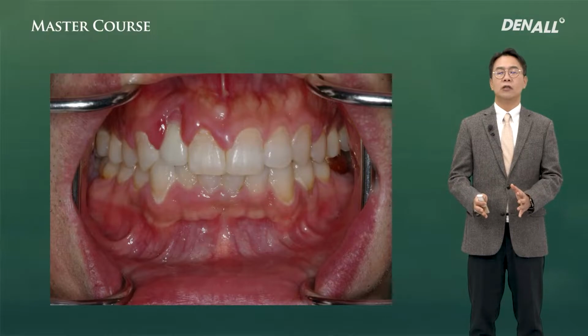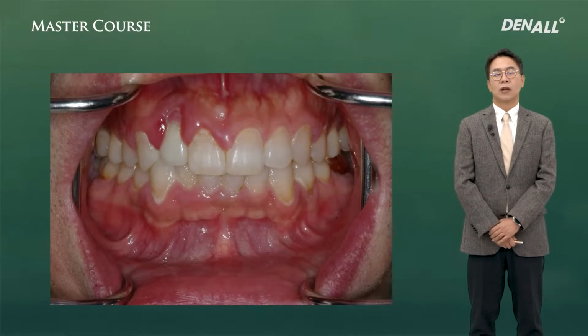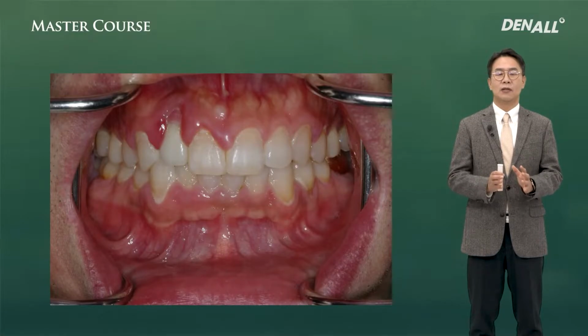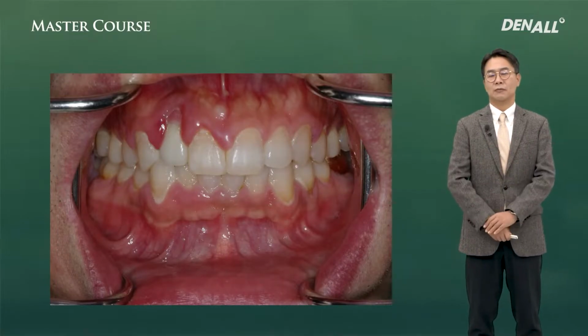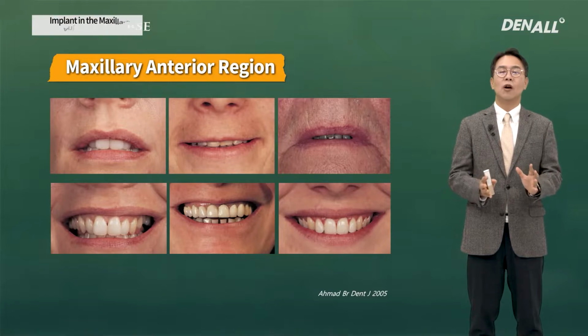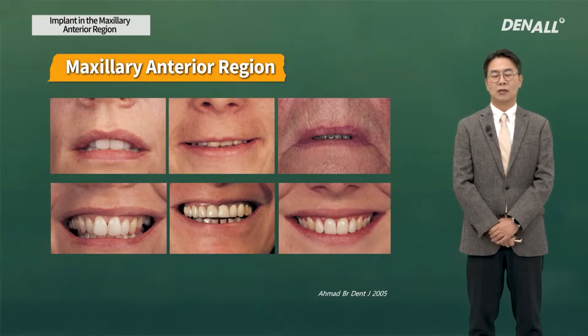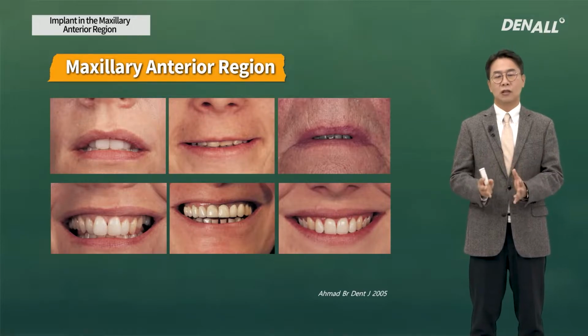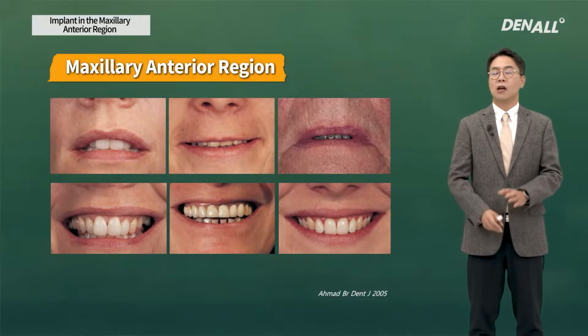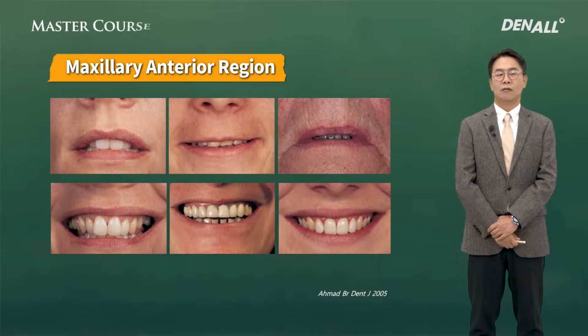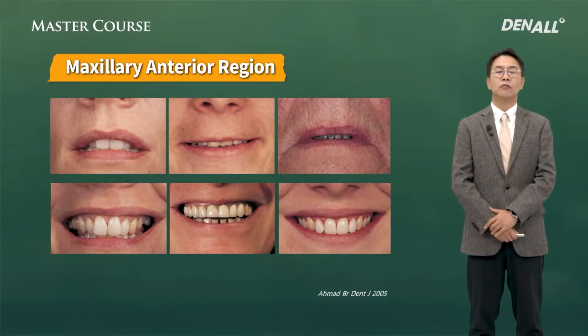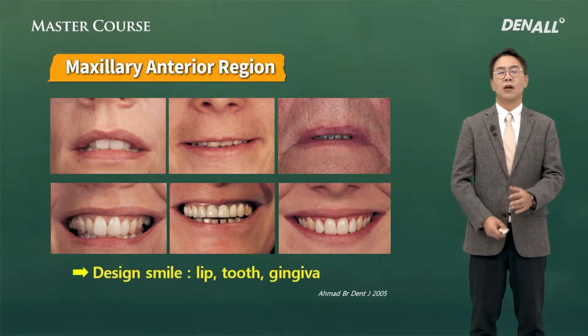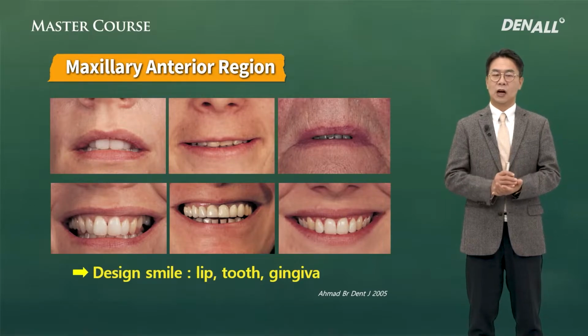What do we need to consider? The teeth in the maxillary anterior. Not only just the mouth, we look at the face. Let's look at the aesthetic components before smile and after smile, and they are very different. And what are the components? Lips, teeth, and gingiva.